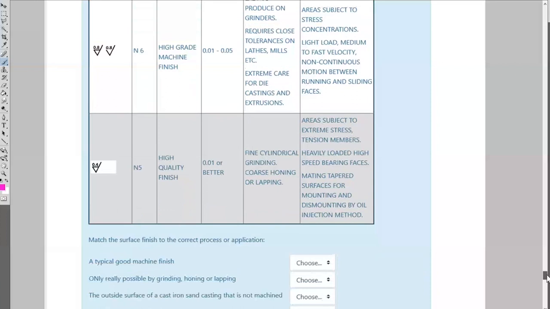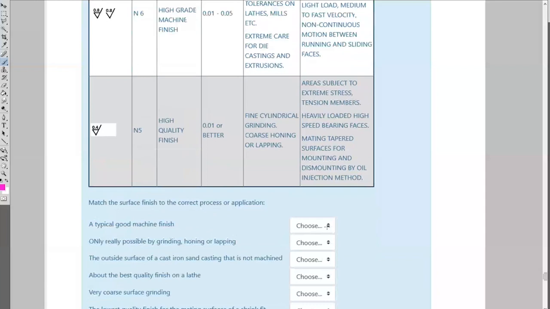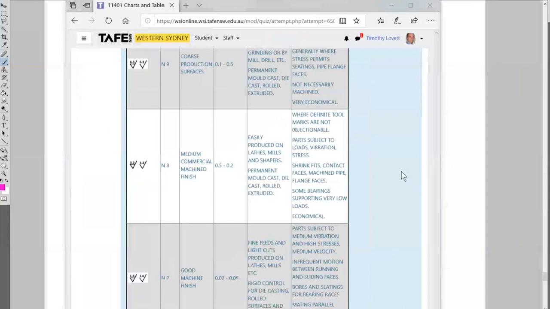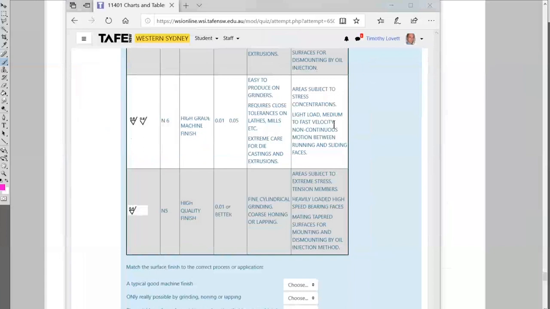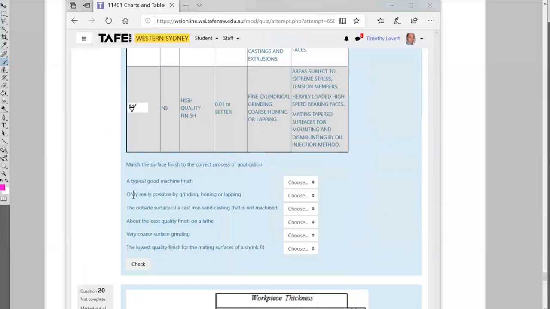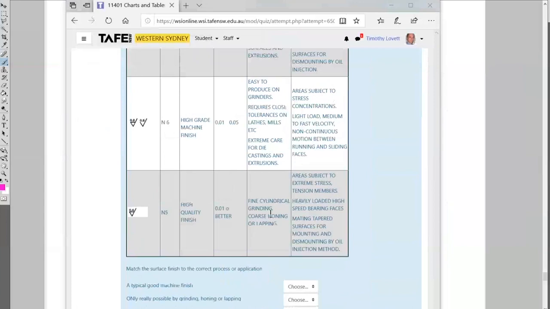All right, so we're basically just matching which one we should have for each type of application. So we're looking for the names in here. A typical good machine finish. Okay, so you just look down here, find a typical good machine finish and find where they are. Only really possible with grinding, honing and lapping. See, that would be the best one of all. Just say 0.4. Very, very accurate.